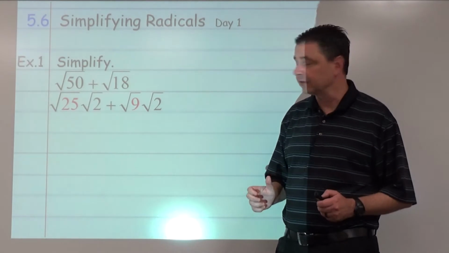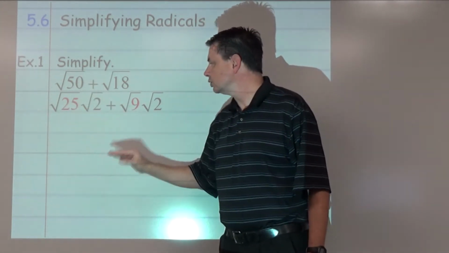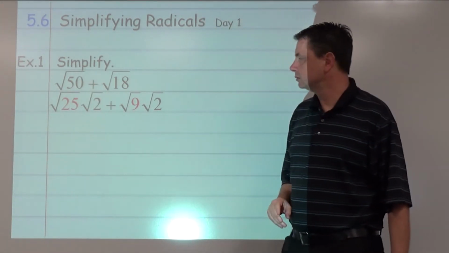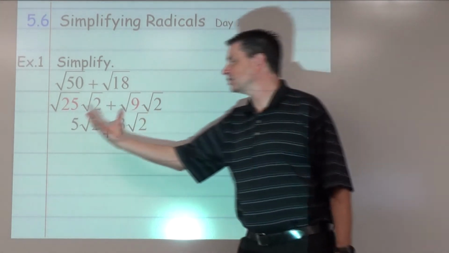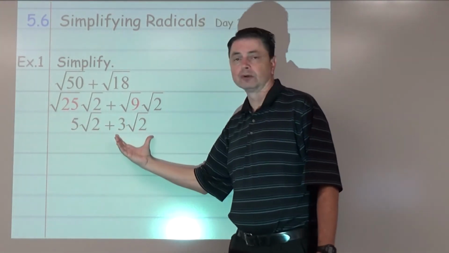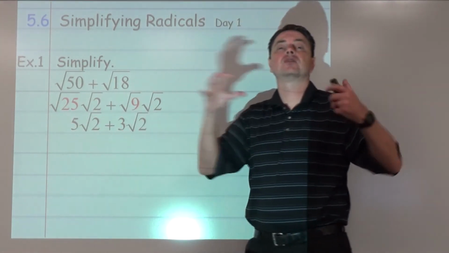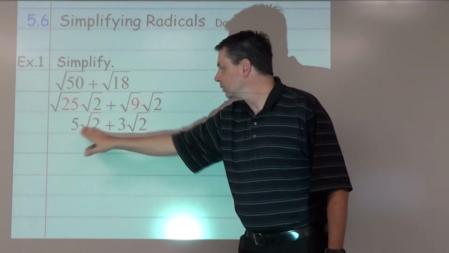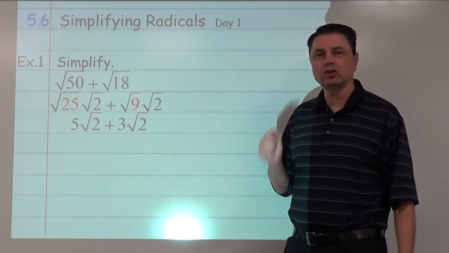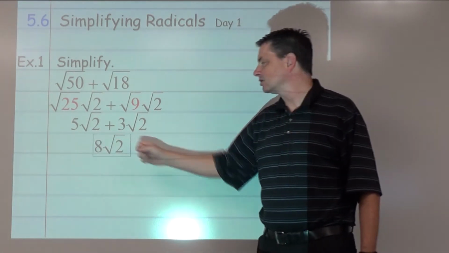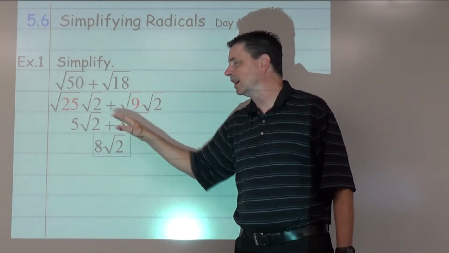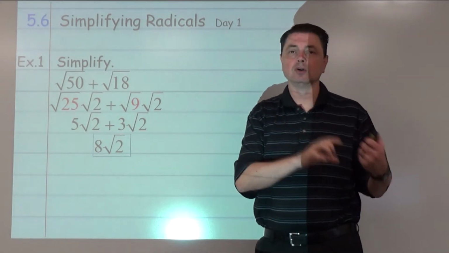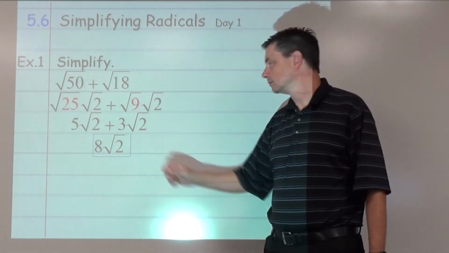So simplify first. We get 5 root 2 plus 3 root 2. So we're combining some root 2's with some more root 2's. We're going to get a collection of root 2's. How many root 2's do we get? Well, 5 of them here, 3 of them there. That's going to make 8 total root 2's. That's our final answer. We can combine when they're the same radical underneath. 8 root 2.